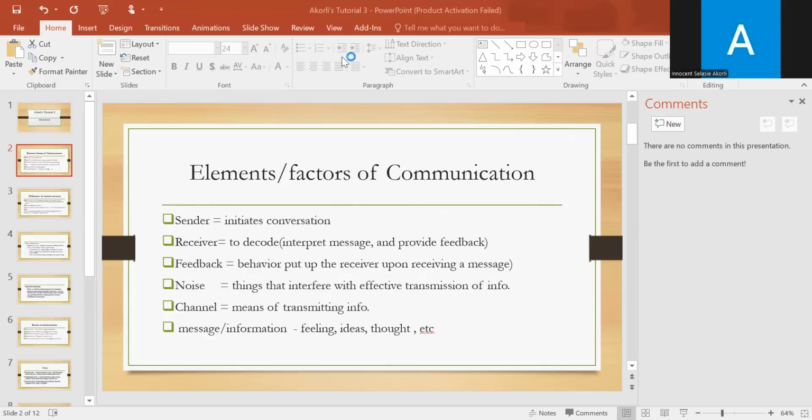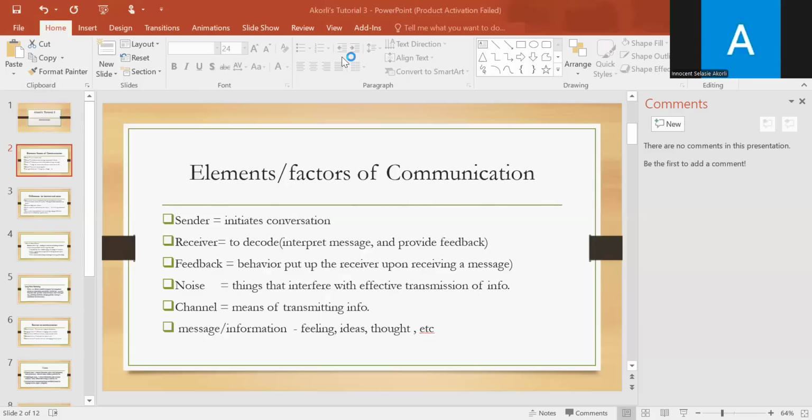Now, elements of communication. We talk about the sender, and we said the sender is the one who is supposed to initiate conversation between the various parties in the communication process. The receiver has one function, that is to decode, interpret whatever is sent. It's the sole responsibility of the receiver to do that.